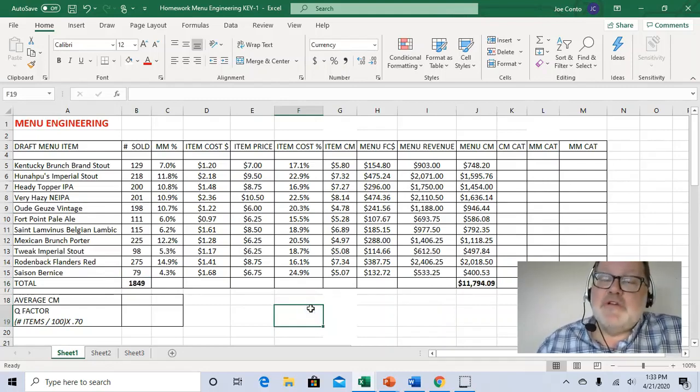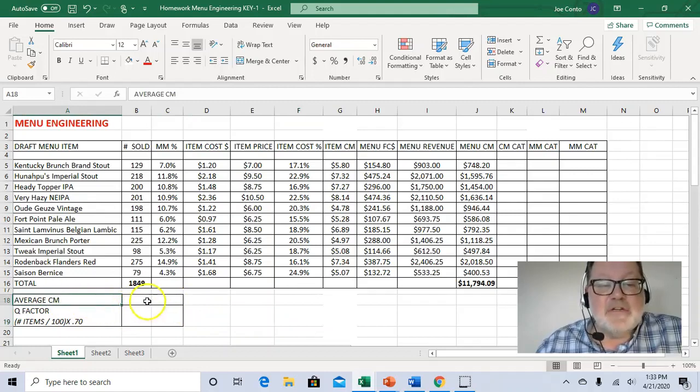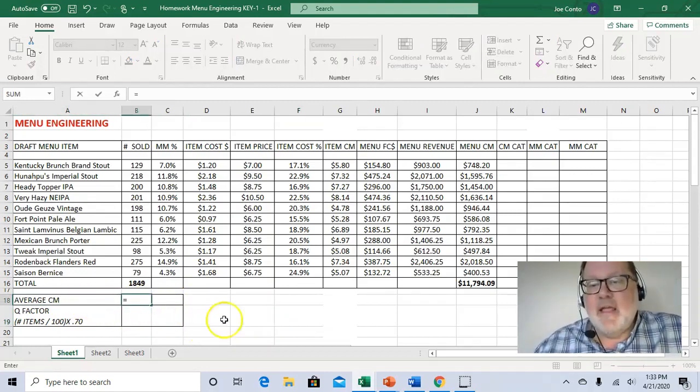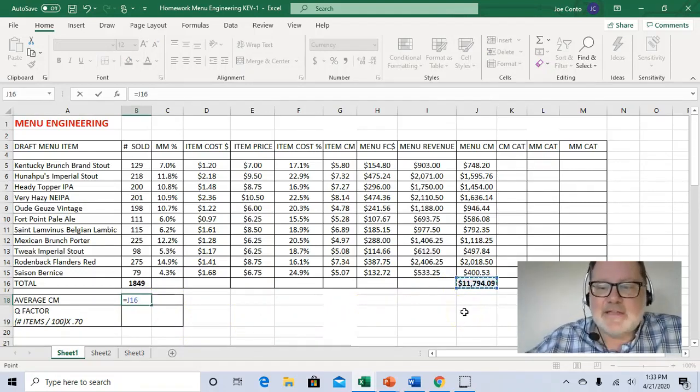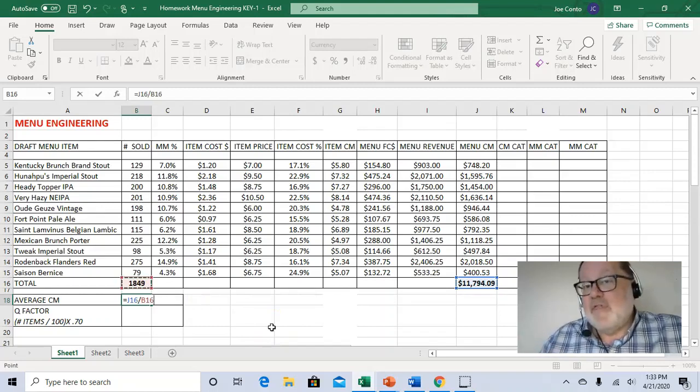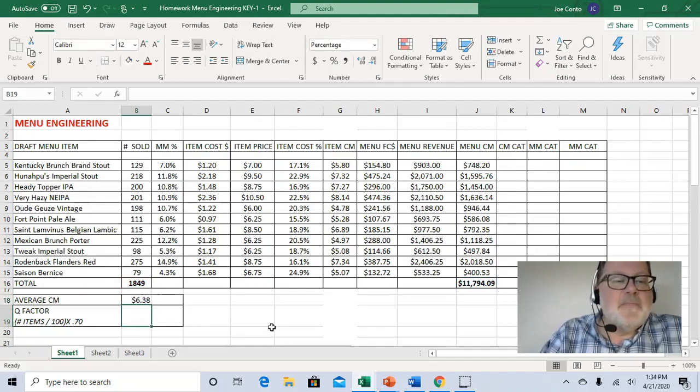So my average contribution margin is really quite simple, theoretically, in the fact that, let's put it down here right where it says average contribution margin. All I'm doing is taking my entire contribution margin, right, of $11,794.09, and I'm dividing that by all the, not the items, but all the beers I sold in total. In this case, 1,849 beers. So if 1,849 beers produced over $11,000 in contribution margin, my average contribution margin would be the total divided by the number, in this case, just what I said. So my average contribution margin is $6.38.